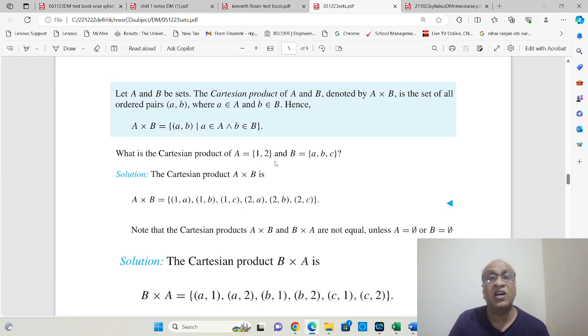So how do I define the Cartesian product? It is the set of all ordered pairs (a, b), where a belongs to set A and b belongs to set B. This is how I represent the Cartesian product: pairs (a, b), where a belongs to A and b belongs to B.